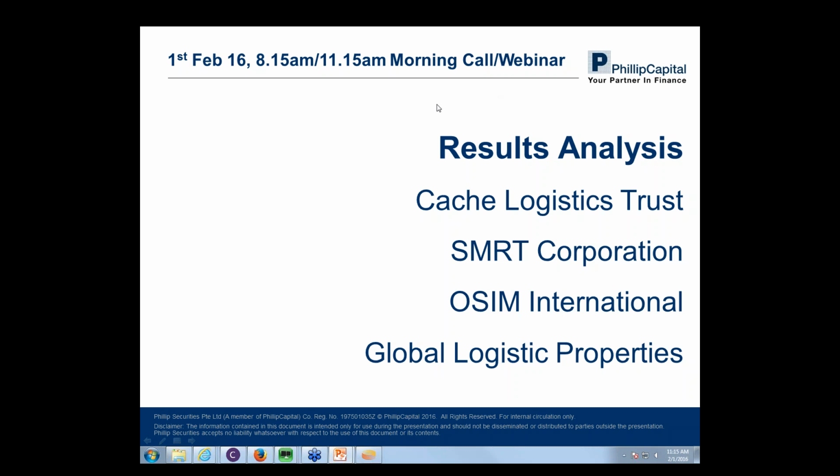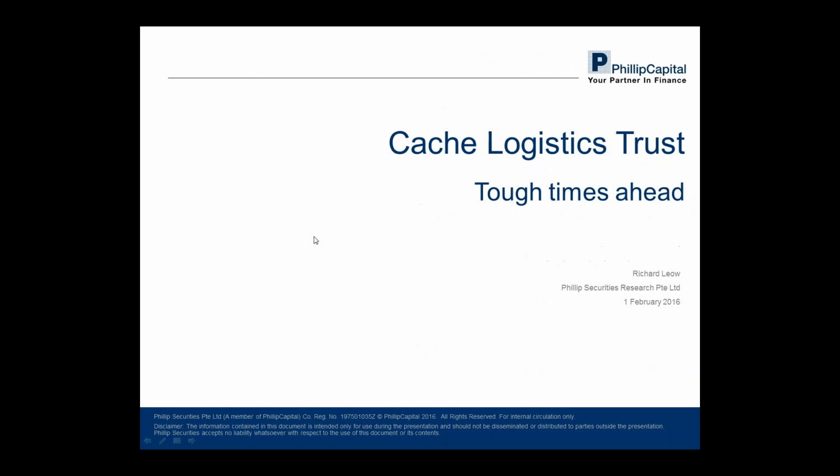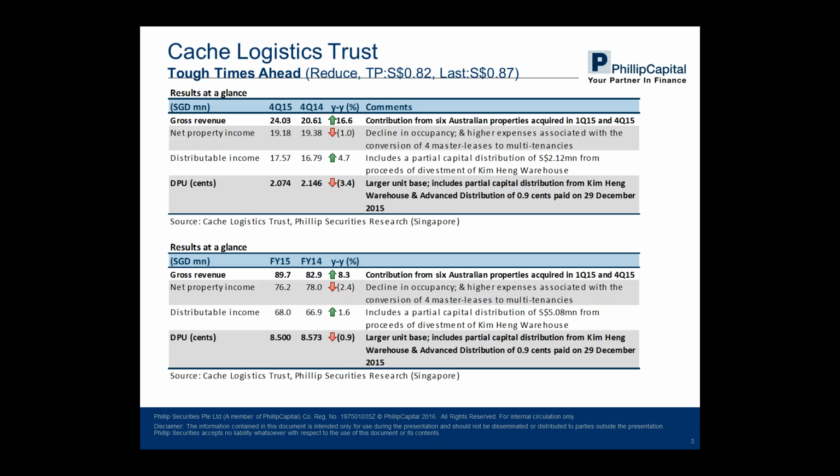Okay, we'll have a results update for Cash Logistics Trust, SMRT, and OSIM, followed by an in-depth update of global logistic properties. So first is Cash Logistics Trust.